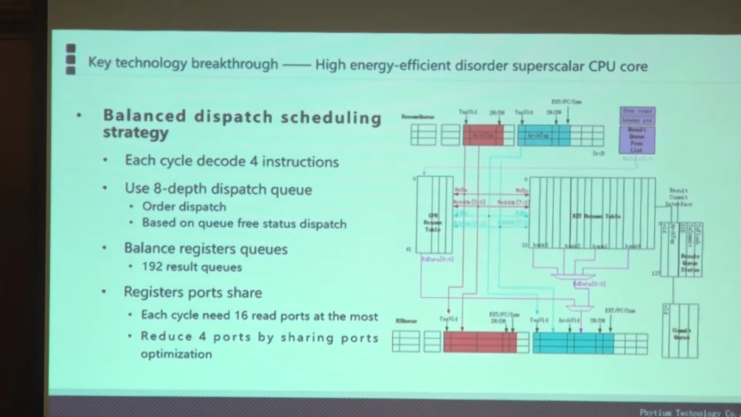Here we show the dispatch of our core, which has an enhanced dispatching unit. Each cycle we can decode 4 instructions, and use 8-pass dispatch queues. Order dispatch is based on queue-free status. We also have balanced register queues and support 192 result queues. And we also share register ports. Each cycle needs 16 read ports at most, and we reduce 4 ports by port-sharing optimization.